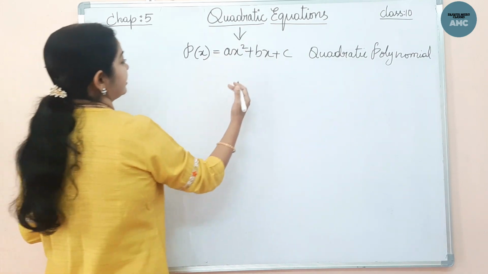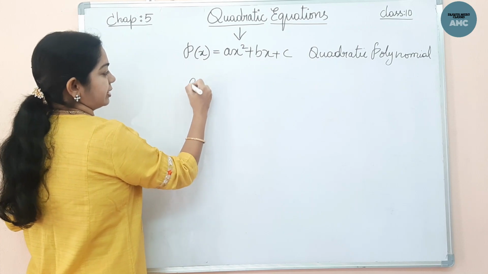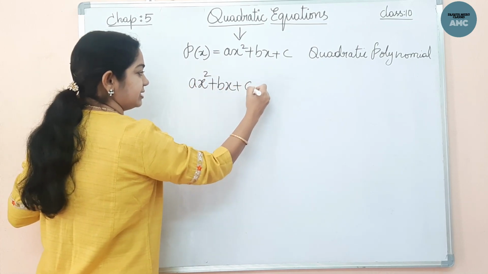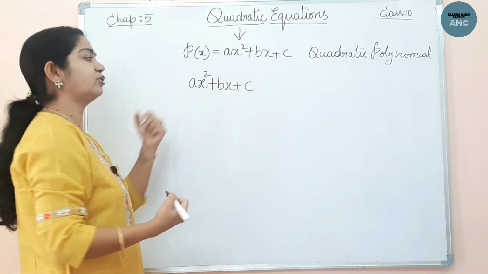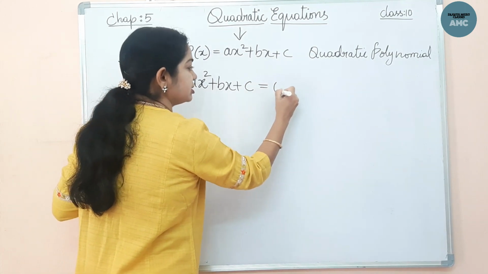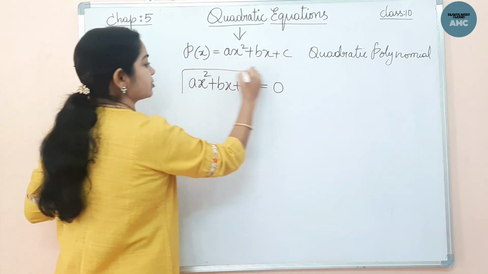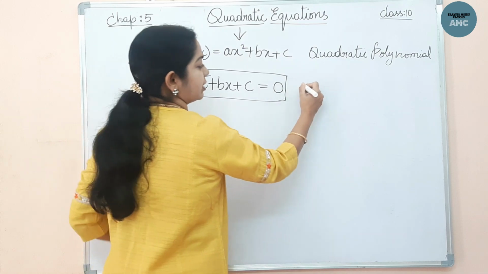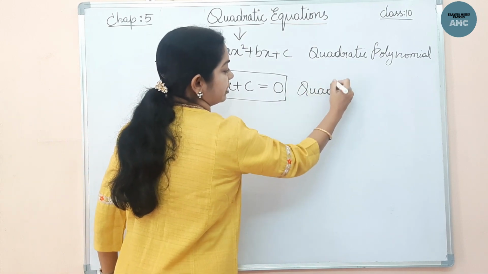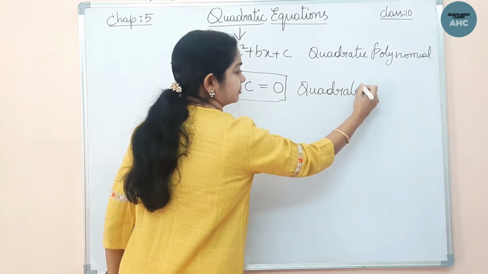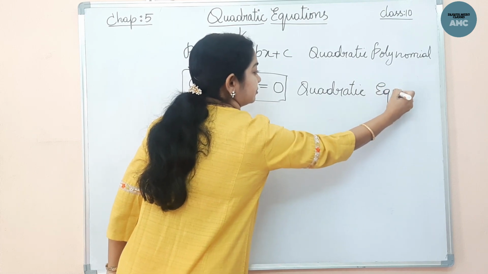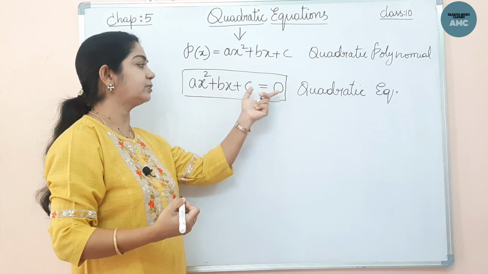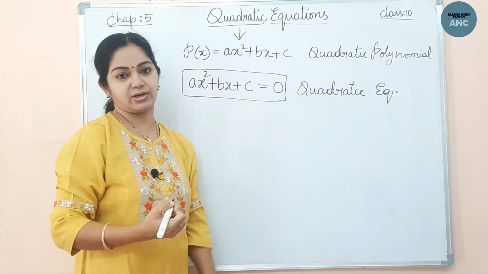Now, if I say that this quadratic polynomial ax square plus bx plus c, the value of this polynomial equates to 0, then this is called a quadratic equation. Right. Then if the value of the polynomial equates to 0, it becomes a quadratic equation.